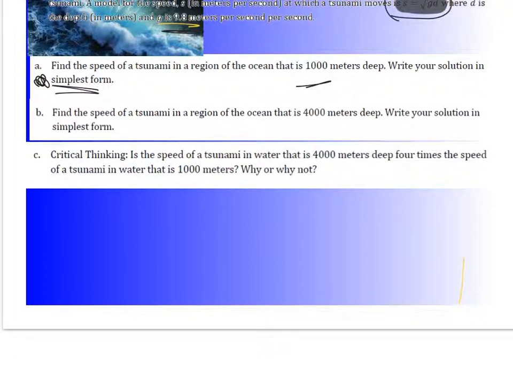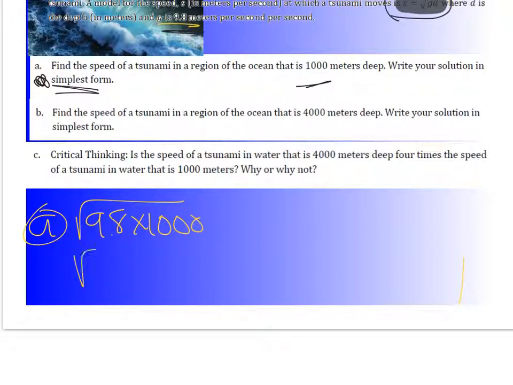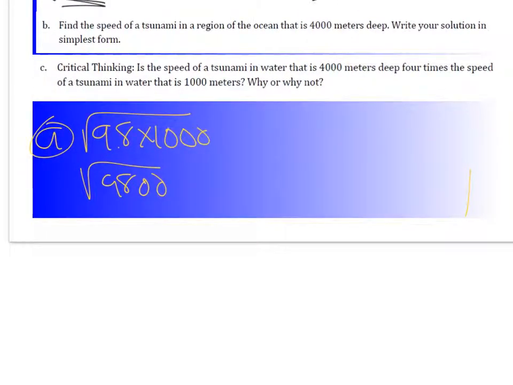So 1,000. Basically, what you want to do is take the square root of 9.8 times 1,000. So 9.8 times 1,000 is going to be just 9,800. And basically, you have to simplify that. Start thinking about the easy ones. The easy break would be square root of 98 and square root of 100. Anytime I see 2 zeros, I want to do that.